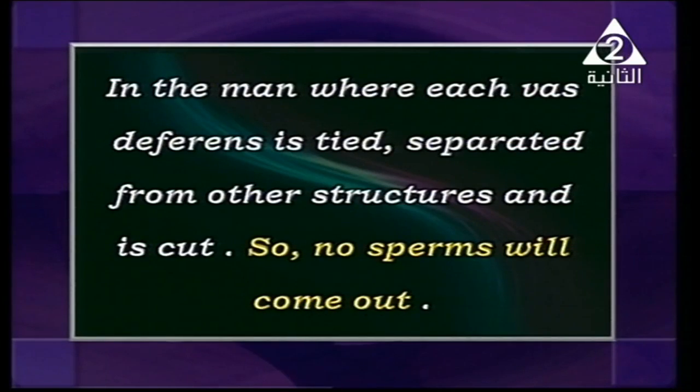In the man, each vas deferens is tied and separated from the other structures and is cut, so no sperms can be expelled outside the testes, by tying and cutting the vas deferens in the male and tying and cutting the fallopian tubes in the female.